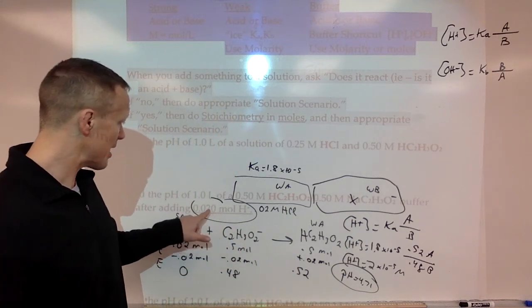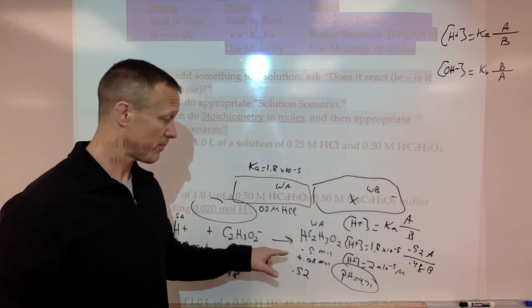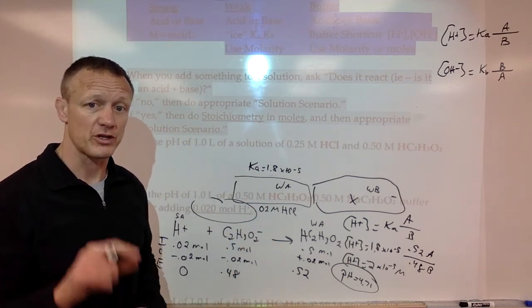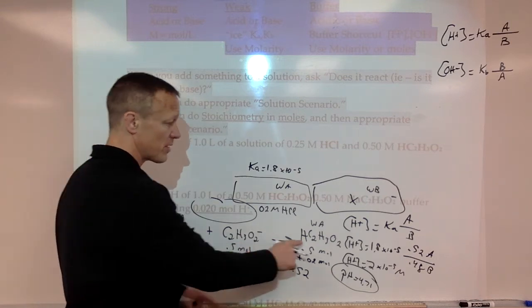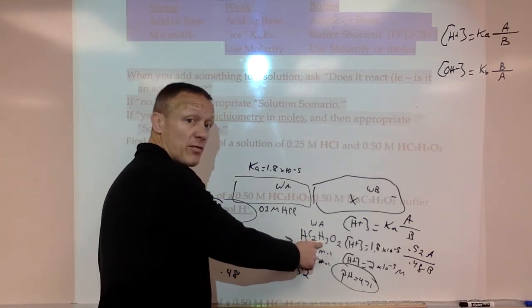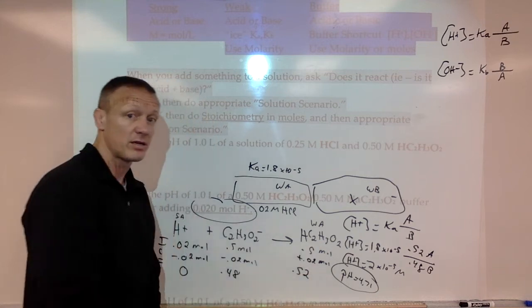So adding a decent amount of H plus ions only made the pH go down a little bit because it's a buffer. Those H plus ions reacted with this to make a weak acid, which does not dissociate very much and make very many H plus ions. That's what makes it a buffer.